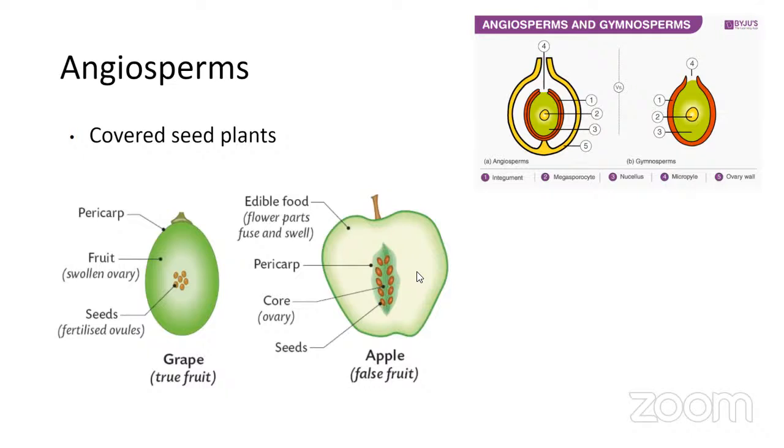Same thing with an apple. False fruit does not mean an apple is not a fruit. What it's saying is that the part that you think of as the edible part is not actually the ovary. The fleshy part of the core is actually the ovary for an apple, and you've probably all seen the seeds inside of that core. Okay, so that's what we mean when we say that we're talking about covered seed plants.